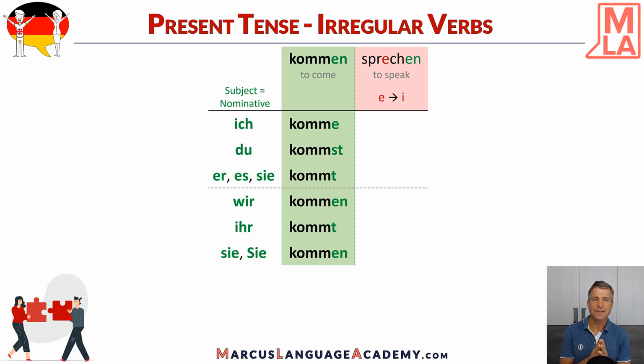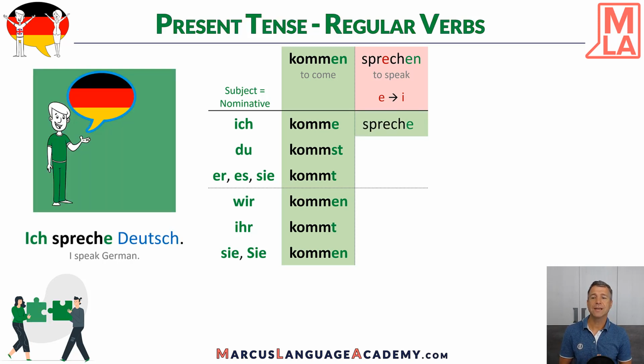Irregular means that something changes in the root of the verb. Therefore, I mark the E here red. And this E will change somehow into I. So let's have a closer look at the conjugation of sprechen. In first person, we have ich spreche Deutsch. And that's interesting because it's still regular. There's no change in the root of the verb and it just takes the ending E. Ich spreche Deutsch, I speak German.